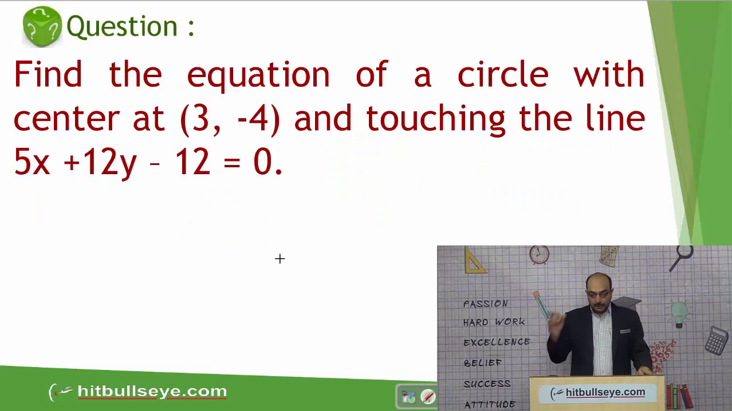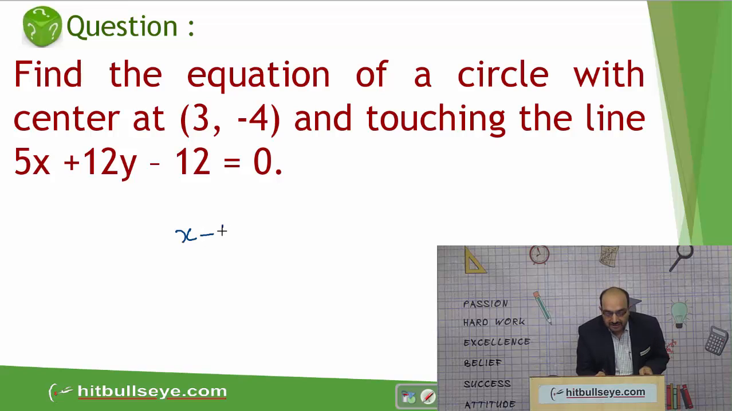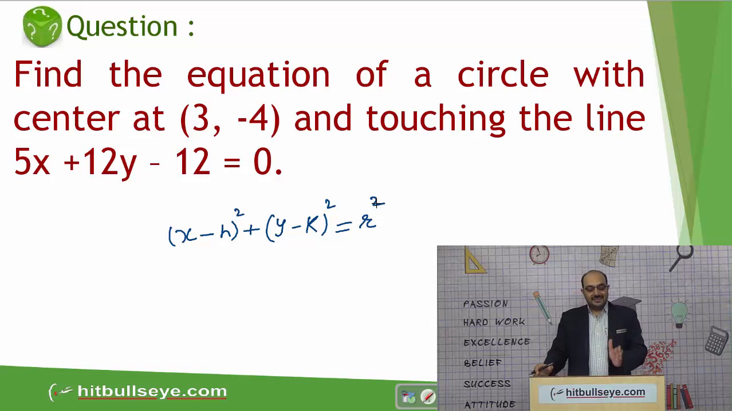Find the equation of a circle with center at 3, minus 4 and touching the line 5x plus 12y minus 12 equal to 0. So, we know if the circle has a center at h, k, then the equation of the circle is x minus h whole square plus y minus k whole square equal to r square. We are given the center 3, minus 4, that means we have the values of h as 3 and k as minus 4. But we don't have the value of radius.